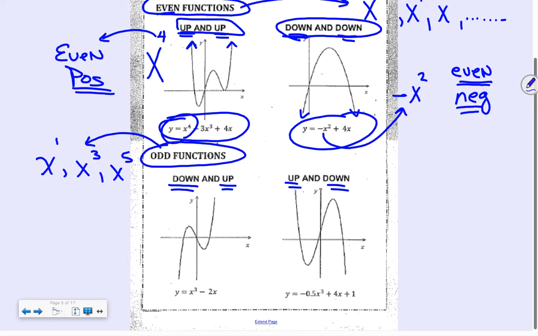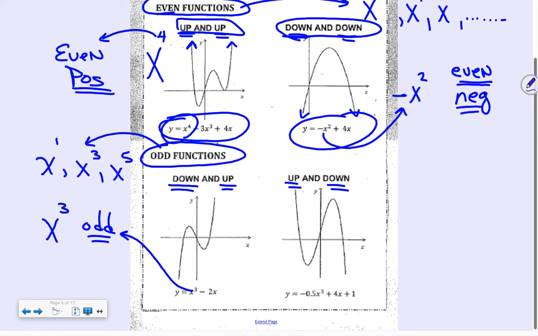So here's the deal. Even functions act like parabolas: up, up or down, down. But odd functions act like what? Lines. They act like lines. Look, either down, up, or up, down. Okay, look at this one. This one has an odd function. It's got x to the third, so we know it's odd.